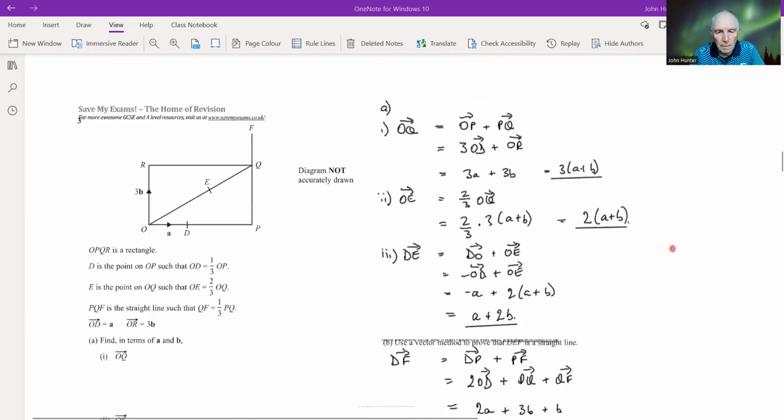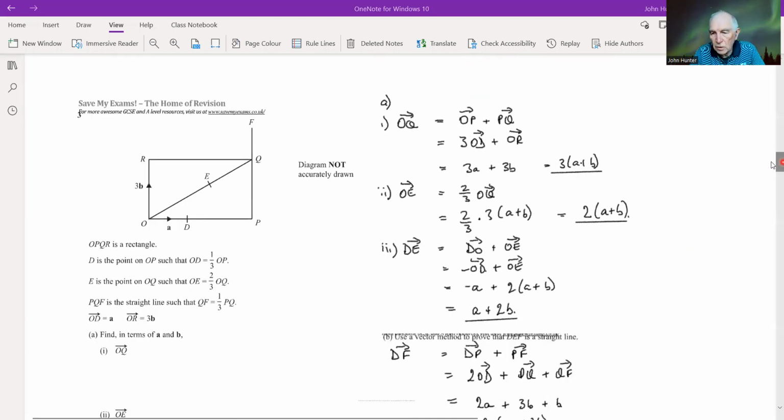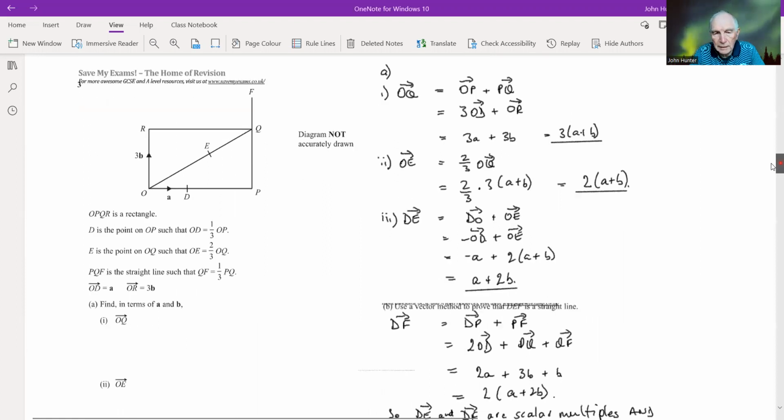Right, so let's go down to number 3 now. This is a vectors question. If you don't get vectors, then I suggest you have a look at my video on vector geometry. Okay, so what have we got here? Right, okay, I'm going to see sort of a rectangle. We've got a diagonal, and we've got this line extended here.